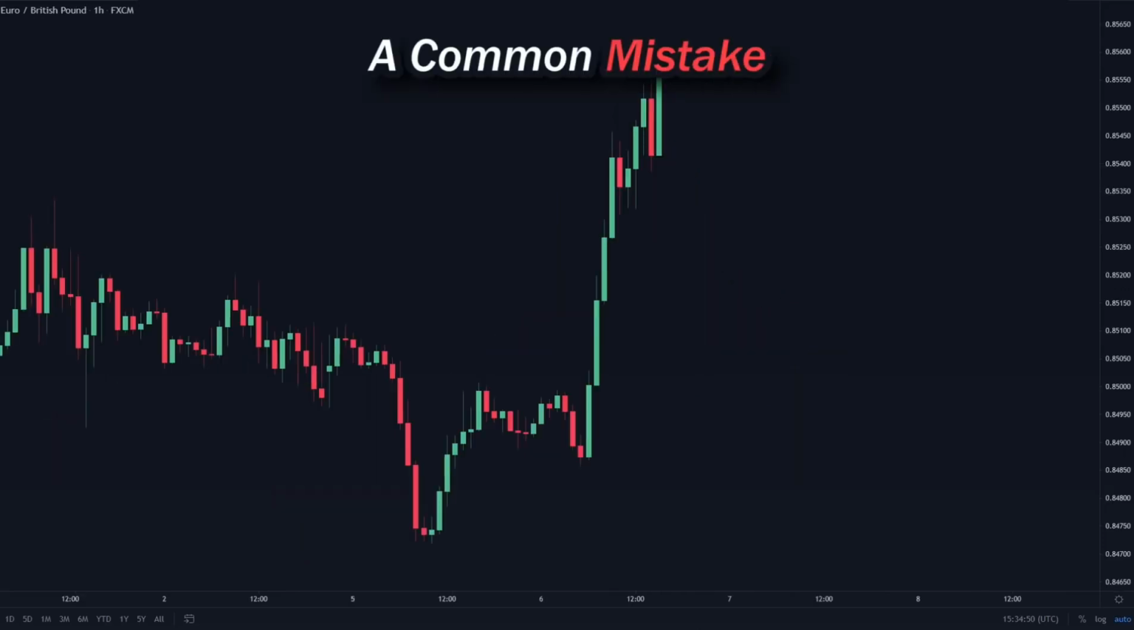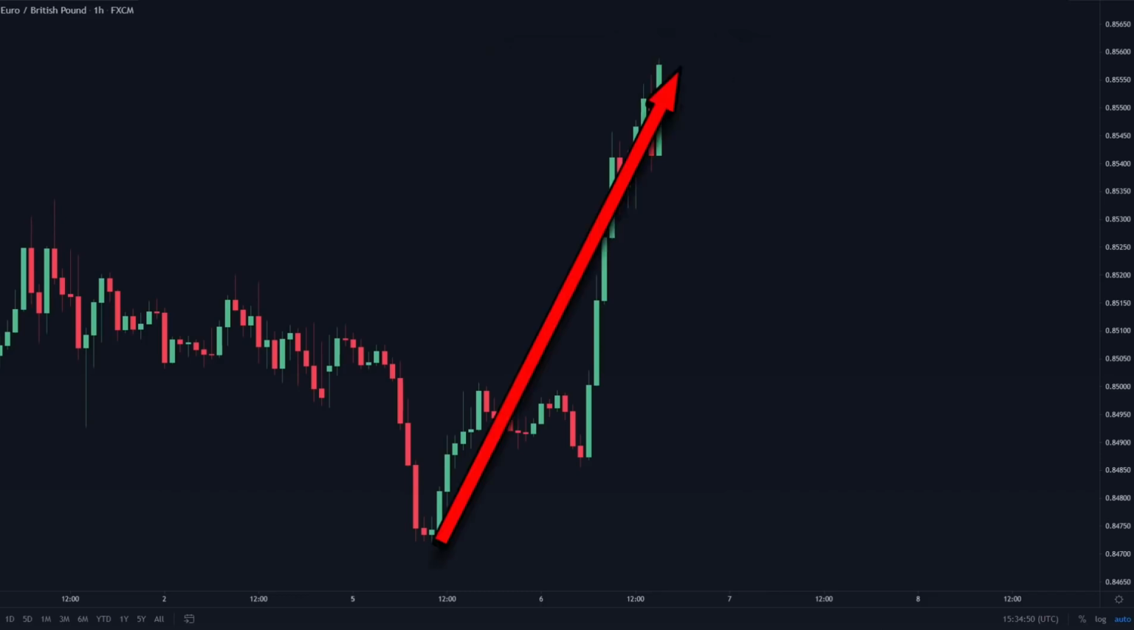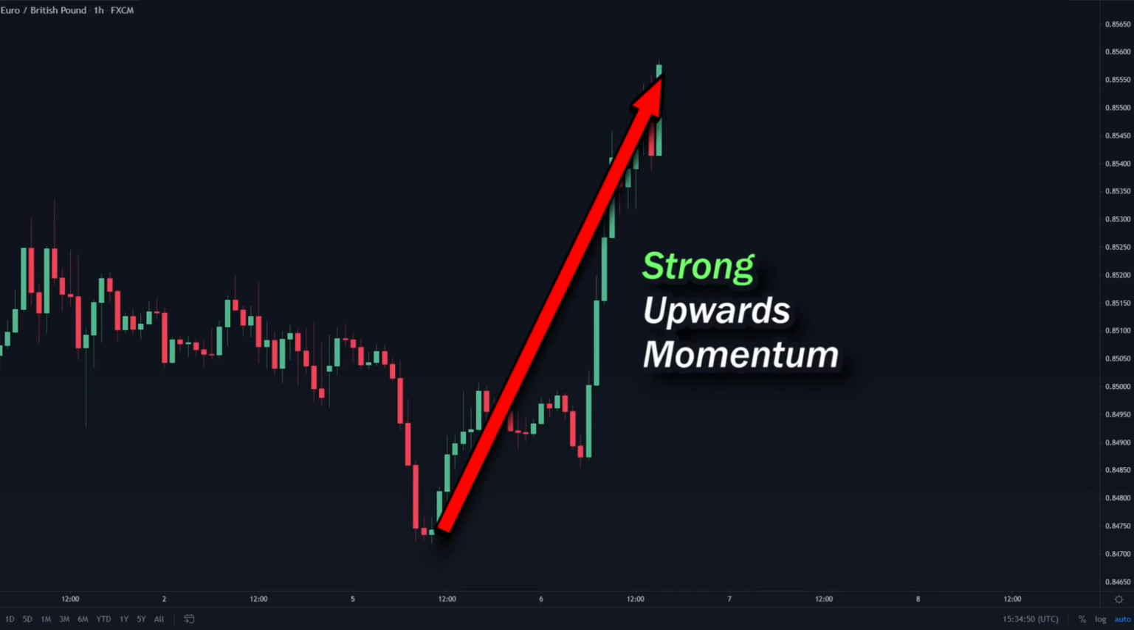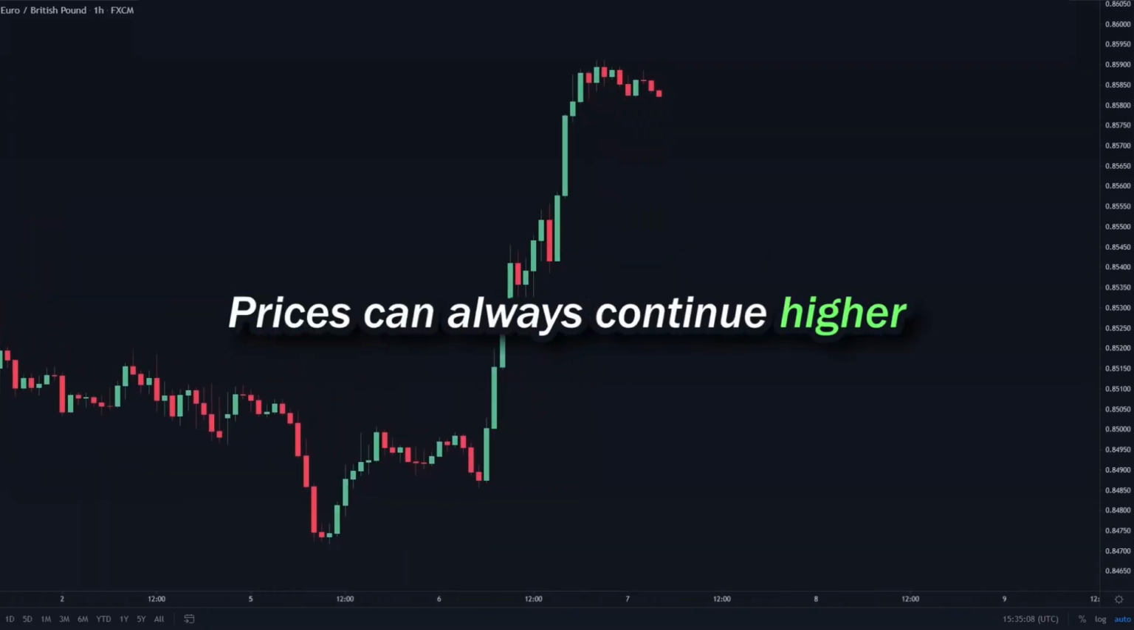Now, a common mistake that traders make is they think that because the price has gone too high, then it's automatically going to reverse. This is actually the wrong mindset to have, because think about it. If prices are going higher and higher, it means that the upwards momentum is strong. So if you tried shorting this market just because you thought it was too high, then you're actually trading against a trend, which is not a good idea. Remember, prices can always continue higher.